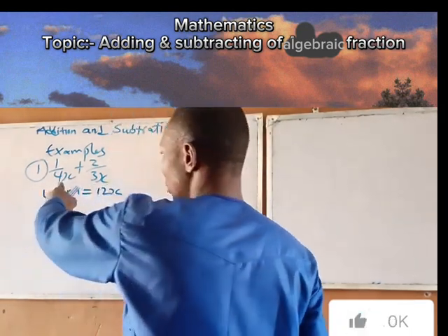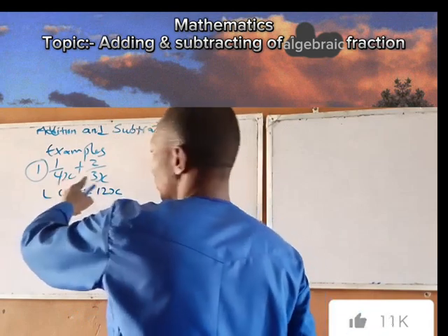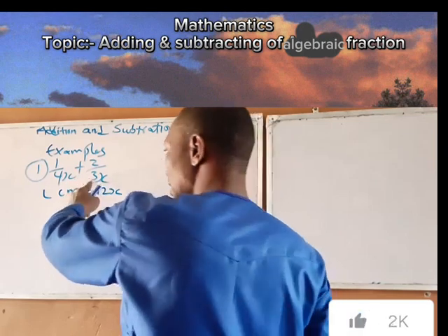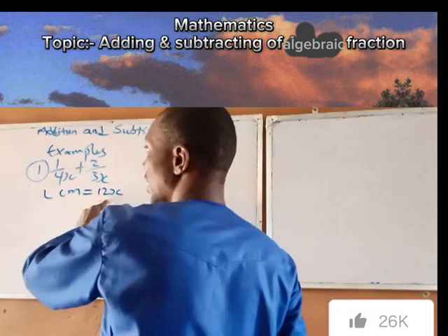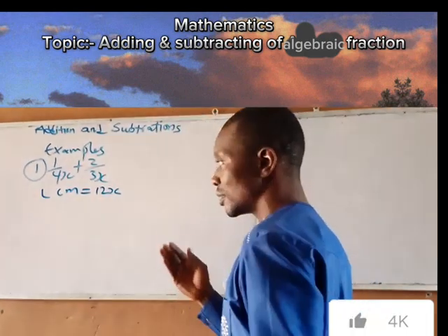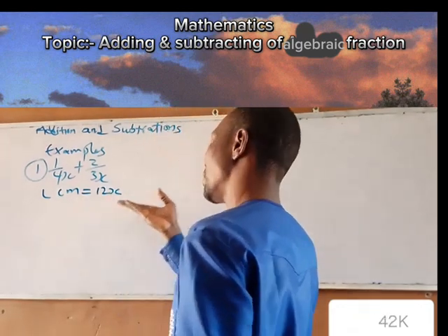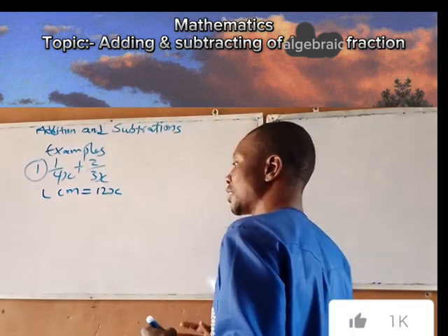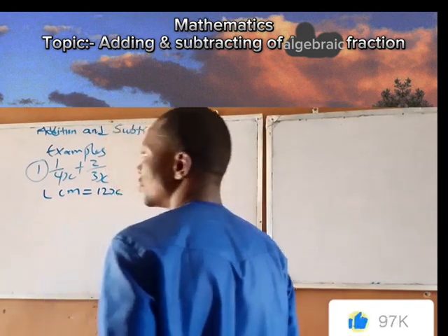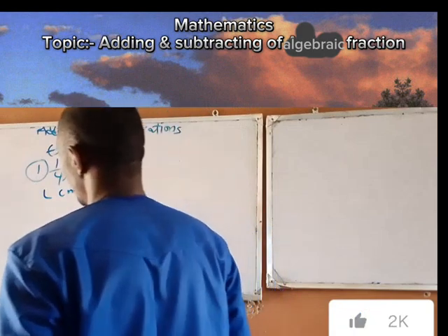Don't think that I multiply this by this. I did not use 4 to multiply by 3, despite that 3 multiplied by 4 is equal to 12. But that is not how I get the LCM. There are basic rules that guide you when you are looking at LCM. There are special rules you have to look at, so it's a special topic on its own. If there's a need for that, I'm going to make a video on how to look for LCM.